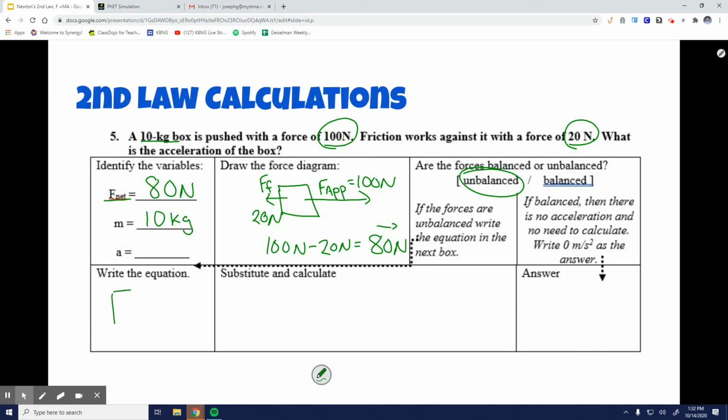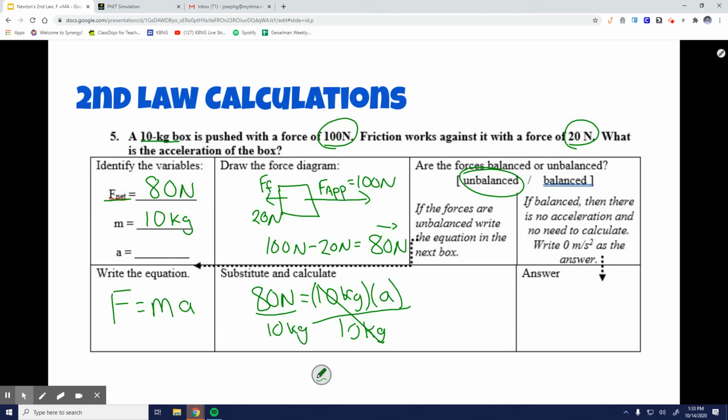And now we can write in our equation of F equals ma. Force is equal to mass times acceleration. And we now can substitute and solve. We know that 80 newtons is equal to our mass of 10 kilograms times our acceleration, which we still don't know. To get a all by itself, I'm going to divide both sides by 10 kilograms. And when I take a newton divided by a kilogram, I'm left with a meter per second squared.